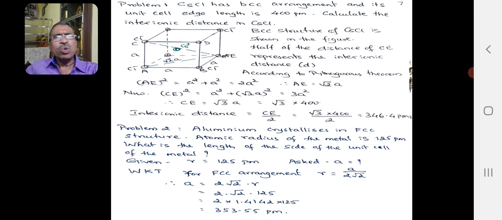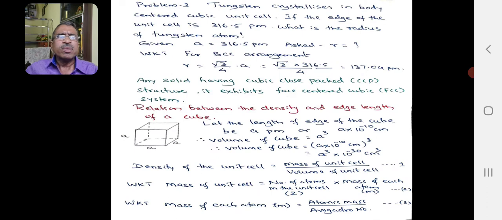Students, you go through such problems also from the textbooks and also the other books. Let us take one more problem. Tungsten crystallizes in a body-centered cubic unit cell. If the edge of the unit cell is 316.5 picometer, what is the radius of the tungsten atom?